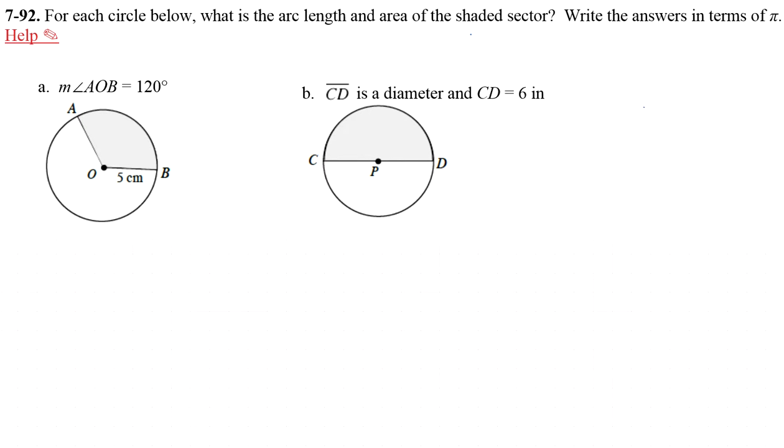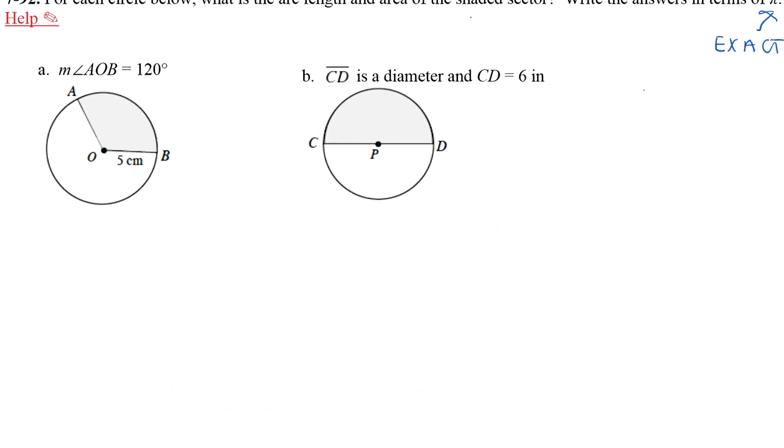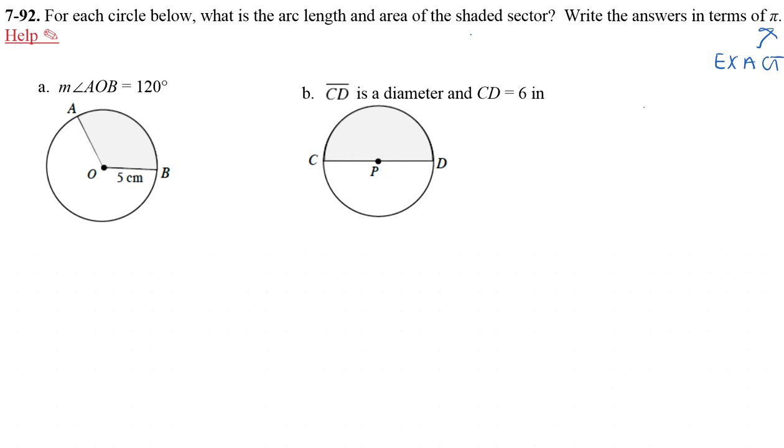792. For each circle below, what is the arc length and area of the shaded sector? Write the answer in terms of pi. So that right there is telling us we want our answer in exact form. All right, so to get the area of a sector, we know that the area of a circle is pi r squared. That's the whole circle. We only want this sector here, and they tell us this angle is 120 degrees.